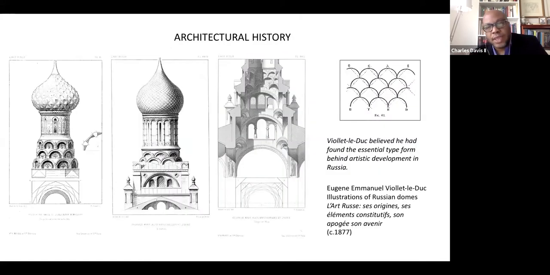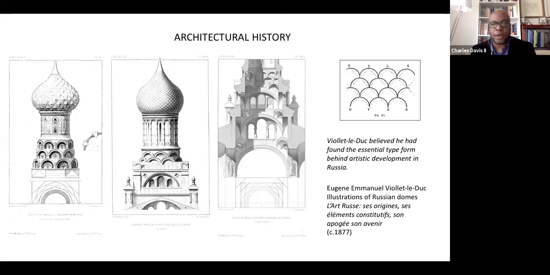Now, what's interesting as we look into architecture is that type theory started to be associated explicitly with race types and vernacular typologies by people like Eugene Emmanuel Viollet-le-duc. In the lecture yesterday, I showed you guys Viollet-le-duc's reconstruction of histories that led up to essentially the Greek and Roman, and then later the French and British architectural typologies.